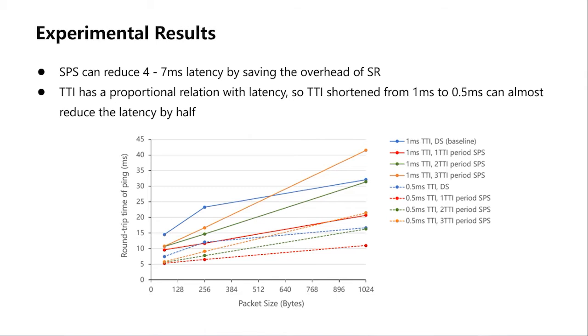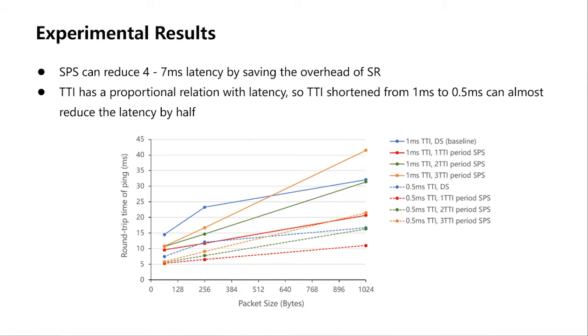And we also tried to shorten the TTI further to 0.25 millisecond. I mean expanding the subcarrier spacing to 60 kilohertz. But the UE failed to complete the random access procedure and couldn't attach to the base station. And this may be caused by the increasing ISI and the limitation of the hardware's capability.